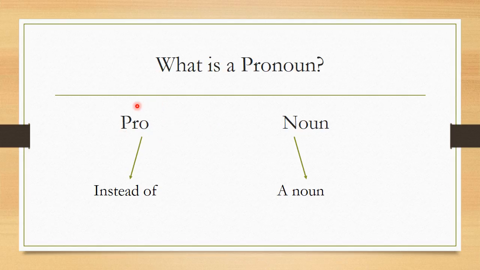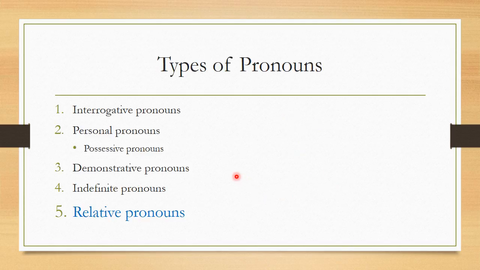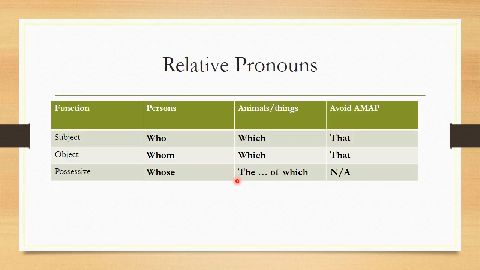So a pronoun is a pronoun. Pro means instead of. Noun means a noun. Therefore, a pronoun is a word that substitutes or acts instead of a noun. And a relative pronoun then is a word, like we said, that replaces a noun that is being repeated. So when you have these 2 sentences that need a replacement, let's look at this chart of relative pronouns.